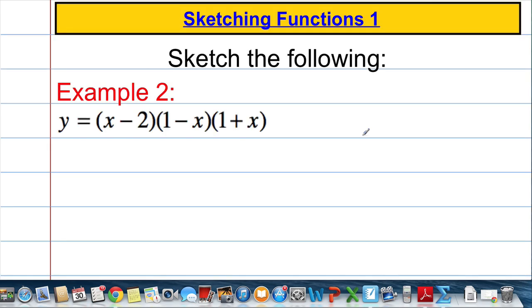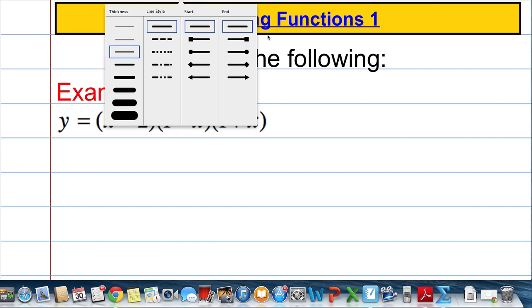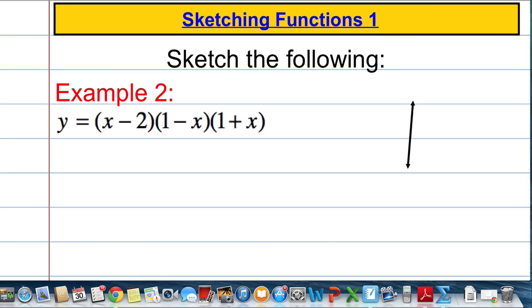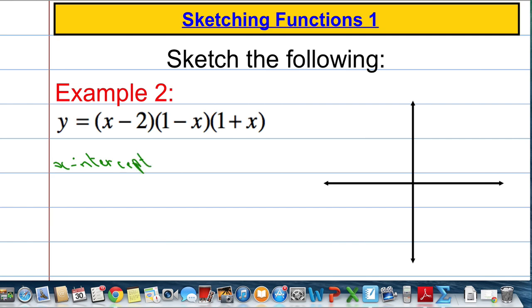So we get y equals x minus 2 times 1 minus x times 1 plus x. Okay, I'm just going to make this a little bit more straightforward. Okay, so let's get our axes done. Something like that. Okay, let's go for our x-intercept. X-intercepts at y equals 0.